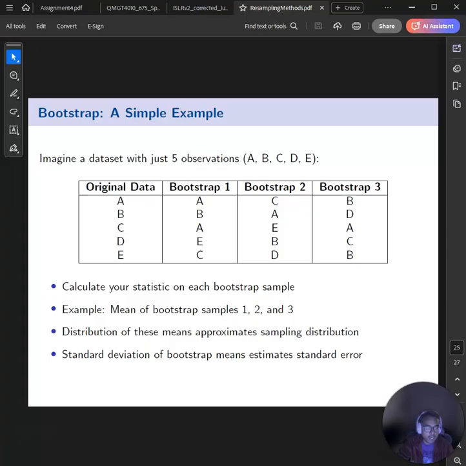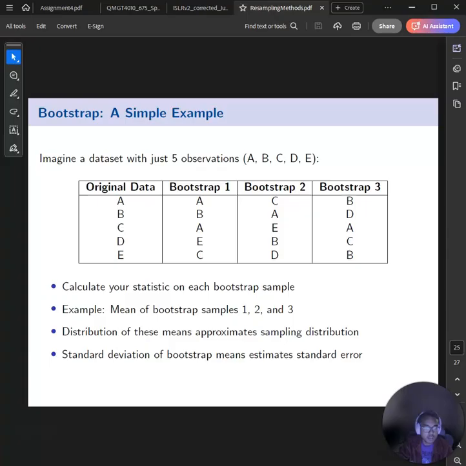Notice that in sample 1, observation A appears twice, while observation D doesn't appear at all. This is the nature of sampling with replacement. Some observations will get selected multiple times, others not at all. For each of these samples, we calculate our statistic of interest. For example, if you're interested in the mean, we calculate the mean of each bootstrap sample.